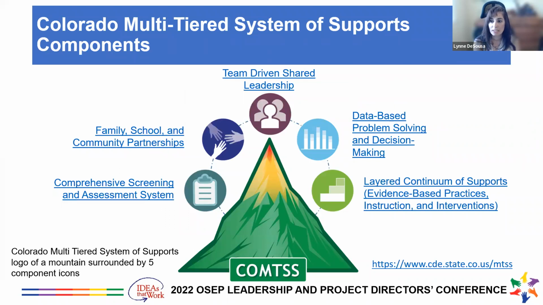COMTSS uses implementation science to create one integrated system that consists of 5 essential components. They are team-driven shared leadership, data-based problem solving and decision making, layered continuum of evidence-based supports, practices, instruction, and interventions, comprehensive screening and assessment system, and family, school, and community partnerships.